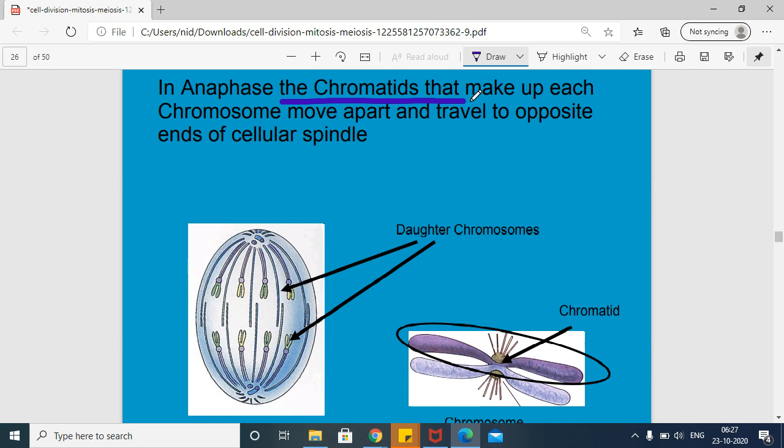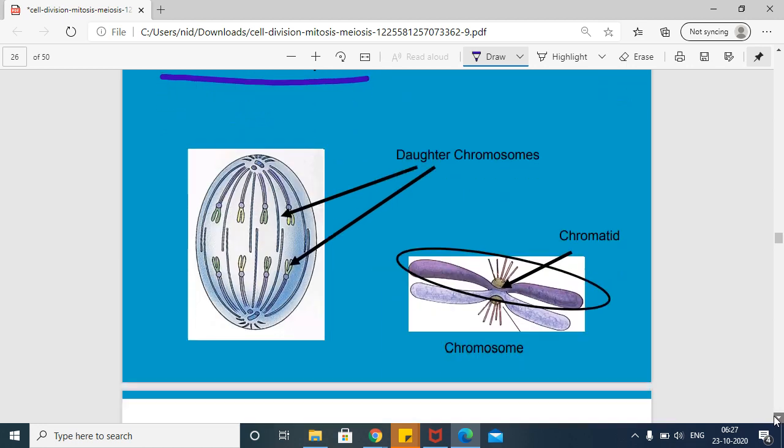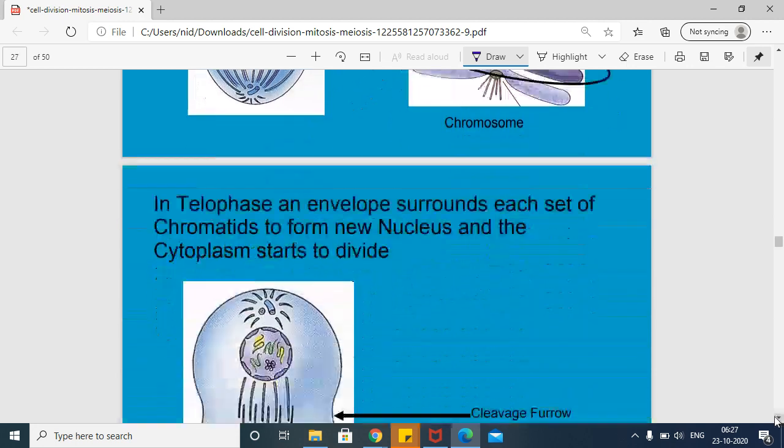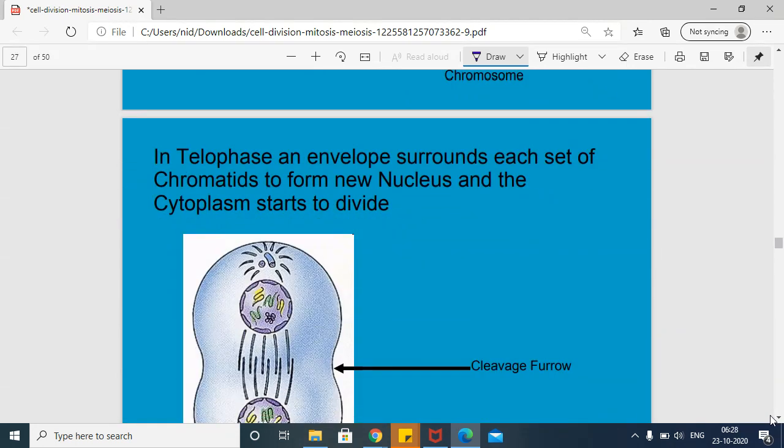In anaphase, the chromatids that make up each chromosome move apart and travel to opposite sides of the cellular spindle. So these are your daughter cells. These are your chromatids, right? And chromosomes.